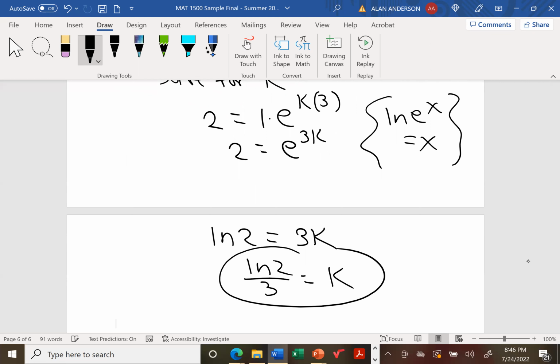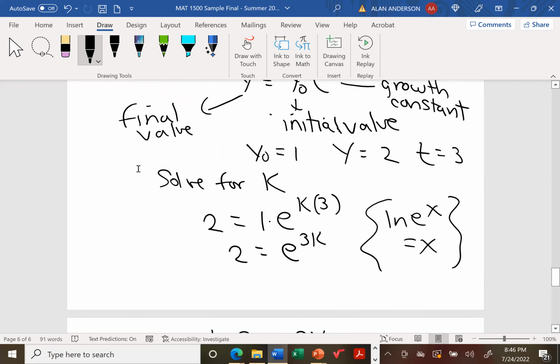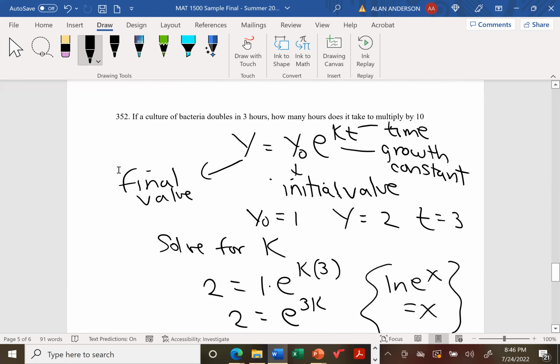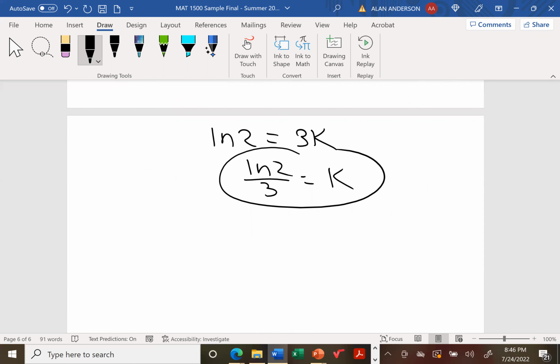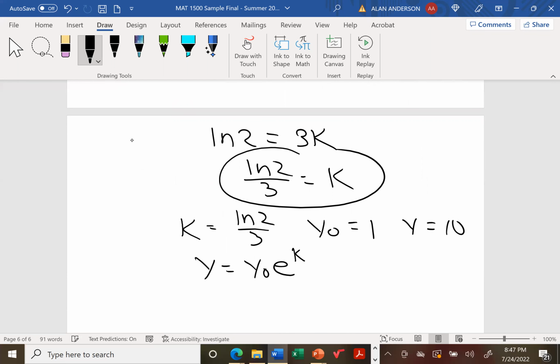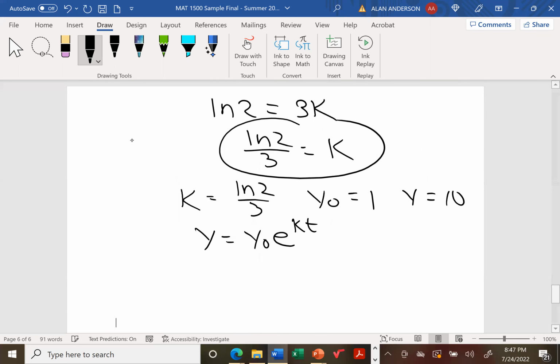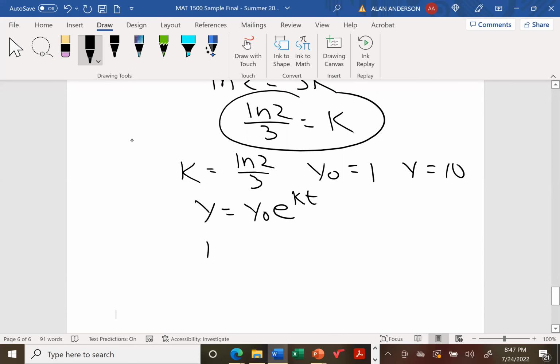Now we're not done because they want to know how long would have to elapse before the bacteria colony has multiplied its original value by 10. Okay, so now we know that k is log 2 over 3. y0, we can think of it as 1 and y could be 10. Okay, so we have, and by the way, this is growth, so we have a positive exponent. Decay is the one that's negative. 10 equals 1e to the log 2 over 3 t. And remember, now we're solving for t.